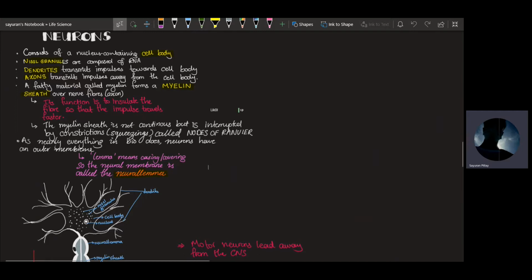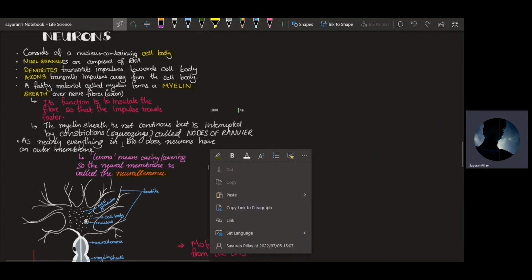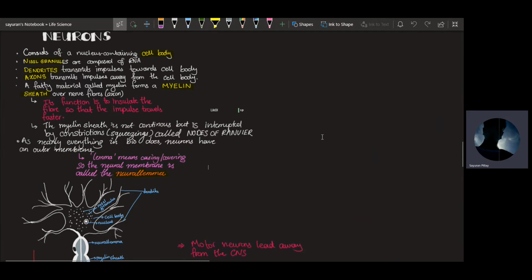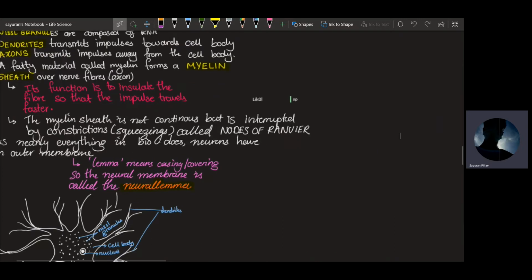That's important. The myelin sheath is not continuous, right? It's interrupted by constrictions. It's little squeezing, so it's not a continuous cylindrical cover. It's squeezed in certain areas, and those squeezings are called nodes of Ranvier. You don't need to know what they do or why, but you need to know that they're there in your syllabus.